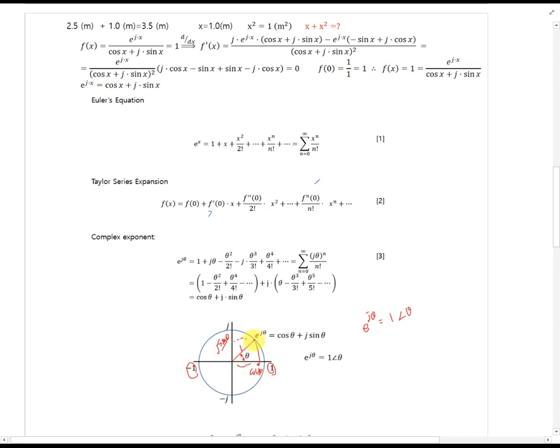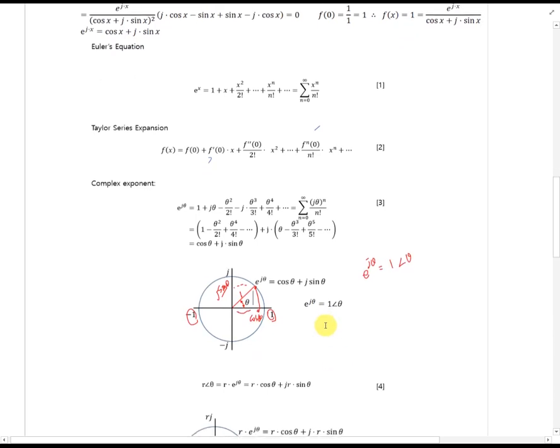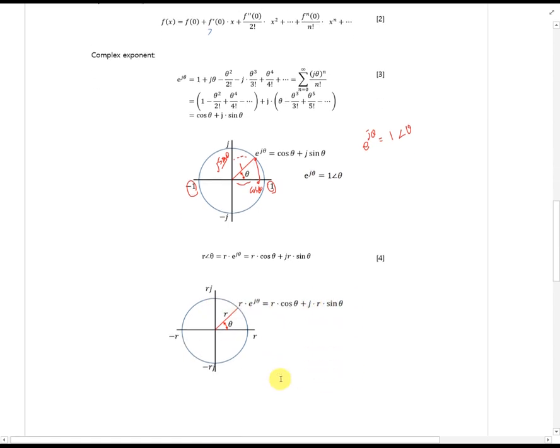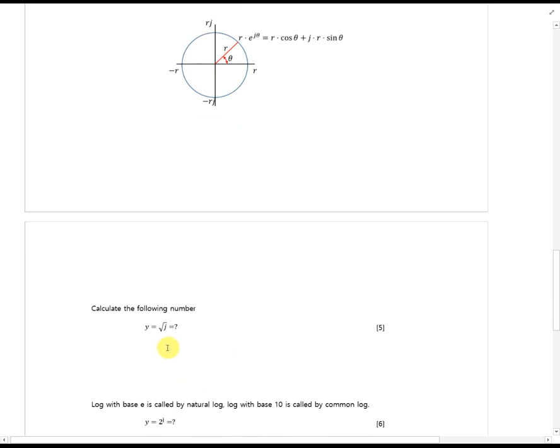By use of this, we can express another one. If the length is r and the angle is theta, then it can be written this way. The x-axis value r times cosine theta is the x component, and r times sine theta is the imaginary component. So we can answer this one: what is the square root of j?